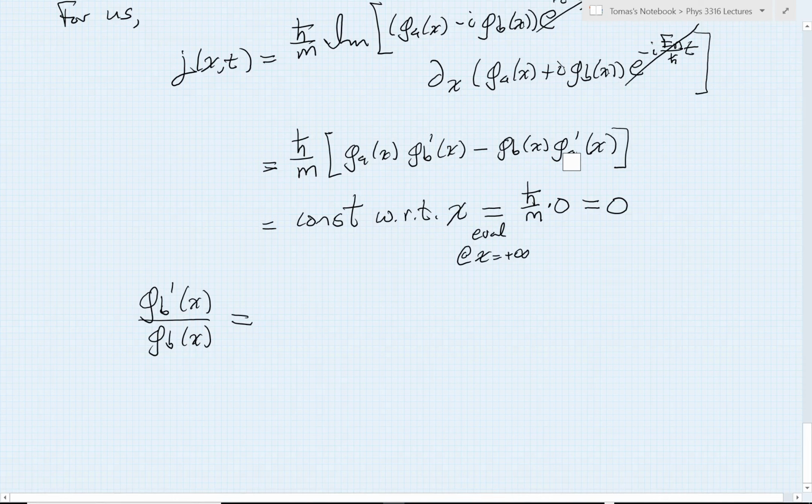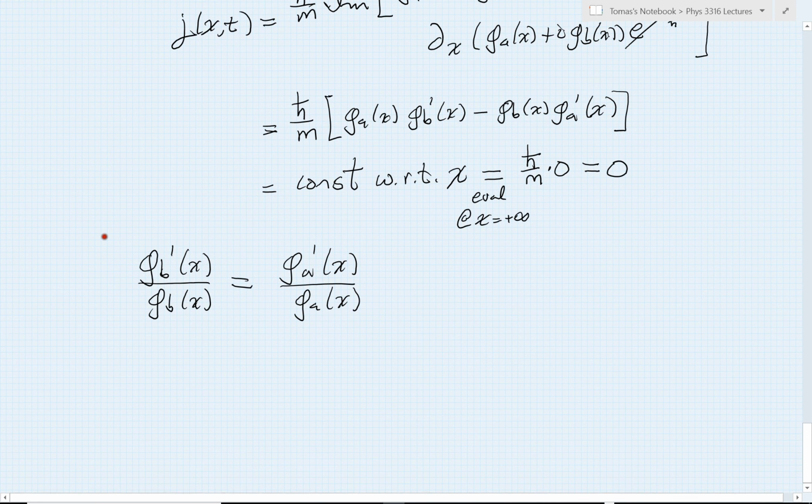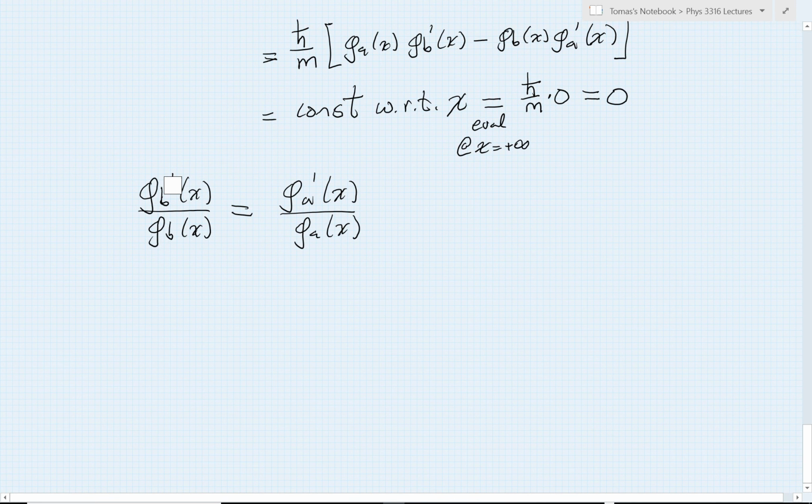what I get on the right side. So when I divide this side by phi a times phi b, the phi b's cancel, and I get just phi a prime of x divided by phi a of x. So I have a very simple differential equation in x relating phi a and phi b. And this equation I can solve, right? We can solve it by integrating both sides with respect to x.